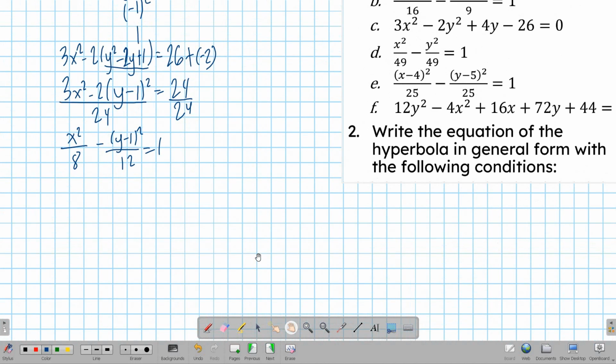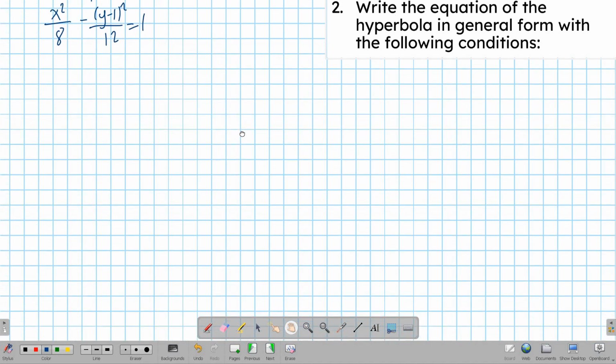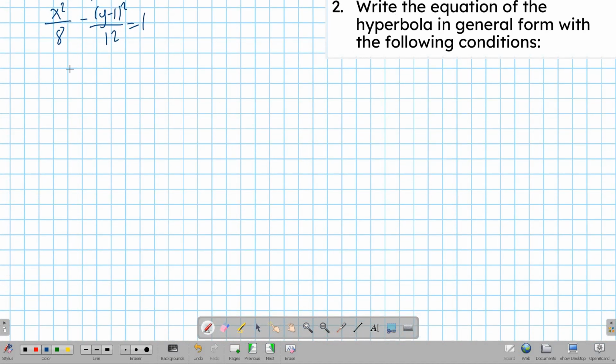And now we use this standard form to get the parts that we need. So first, our center is at 0, 1. It's almost not HK, but it's still HK. Since x squared is the one that is positive, even though the bigger denominator is 12, this is still a horizontally oriented hyperbola. With that in mind, we can now get a squared, b squared, and c squared.